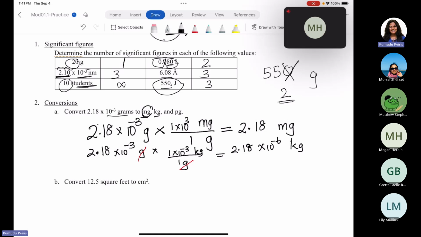Right. Next one. I'm sorry for the little conversion sheet. Going to kilograms is going to be 10 to the positive 3, or not? 1 gram equals 1 times 10 to the negative third kilogram.